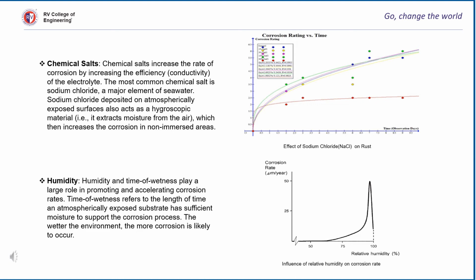Humidity. Humidity and time of wetness play a large role in promoting and accelerating corrosion rate. Time of wetness refers to the length of time an atmospherically exposed surface has sufficient moisture to support the corrosion process. The wetter the environment, the more corrosion is likely to occur.